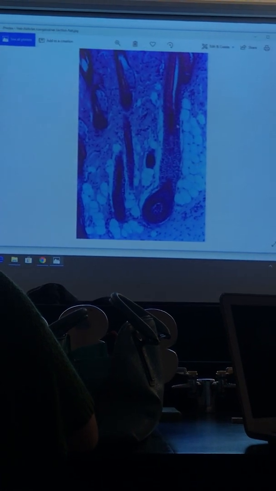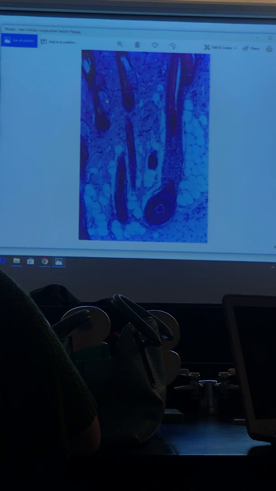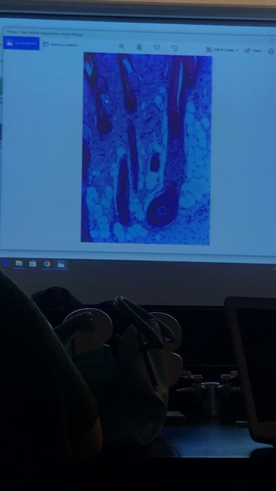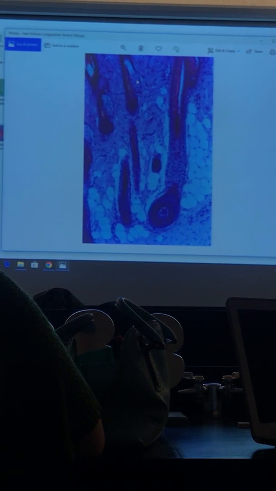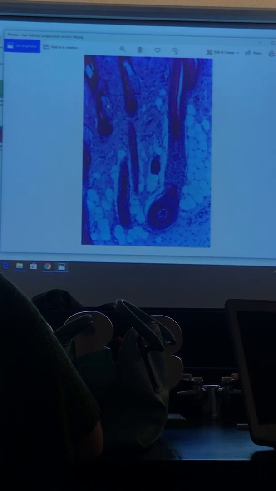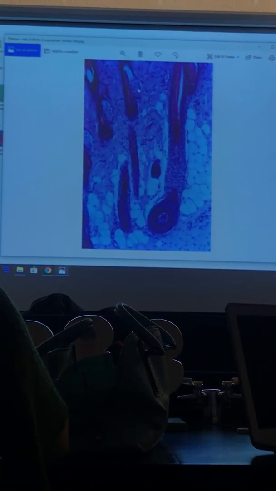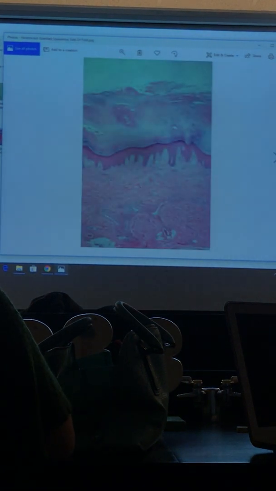This is pretty cool. This is, of course, a slice of thin skin. And we see the hair follicles. These things look like bunches of grapes. Those are sebaceous glands. If you have sebaceous structures secreting onto the surface of the skin, they're called sebaceous follicles. So sebaceous glands secrete sebum in a follicle. Sebaceous follicles secrete sebum onto the surface of the skin.